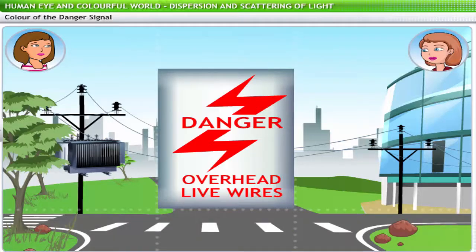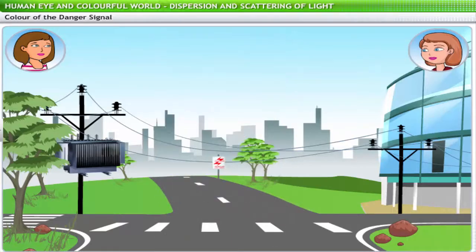Actually, that's a very good example. Red has a longer wavelength, and hence it is least scattered in any type of the atmospheric conditions. Due to this, the signal appears without change in color for longer distances. Therefore, it is effective to indicate the danger signal universally.